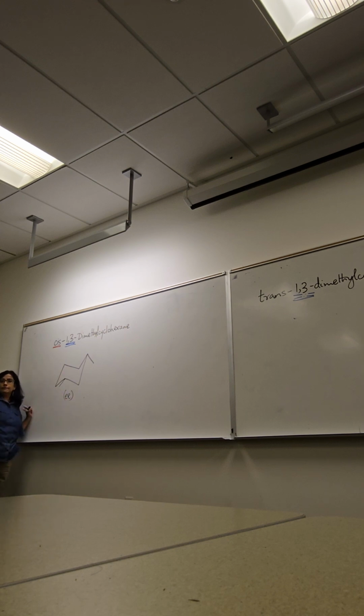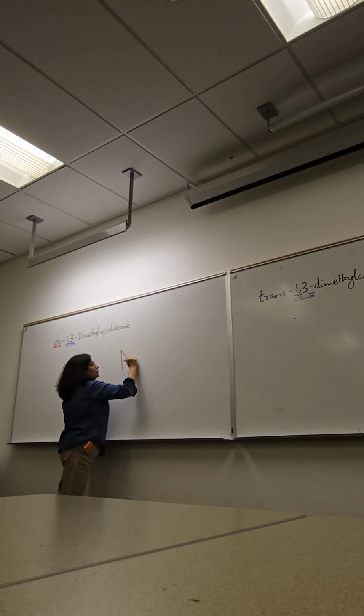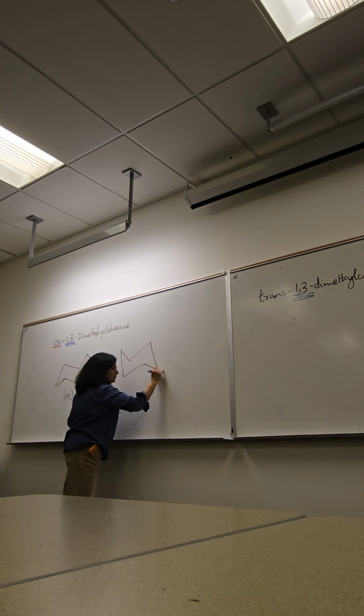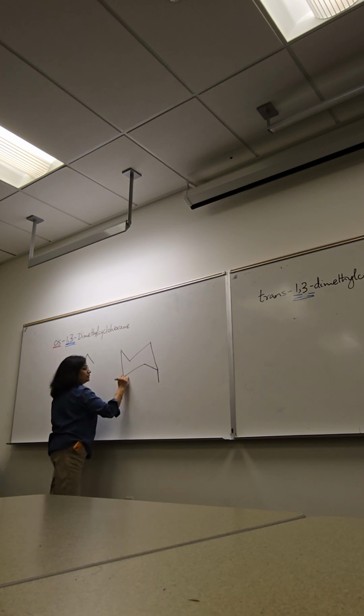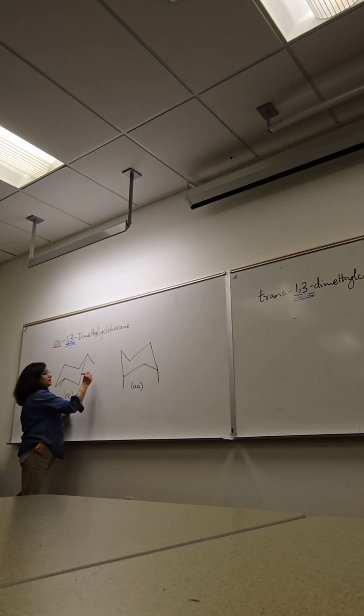Let's give it a ring flip. When you give it a ring flip, equatorial becomes axial and vice versa. So that goes down and so this is AA. Do you agree? Which conformer is more stable of the two? The EE.